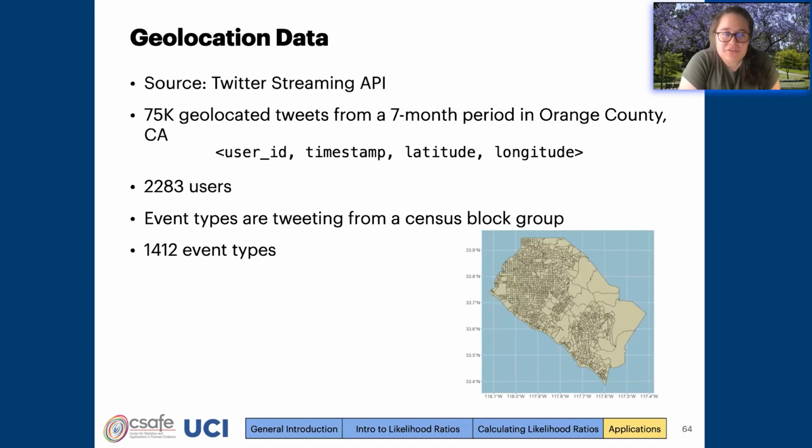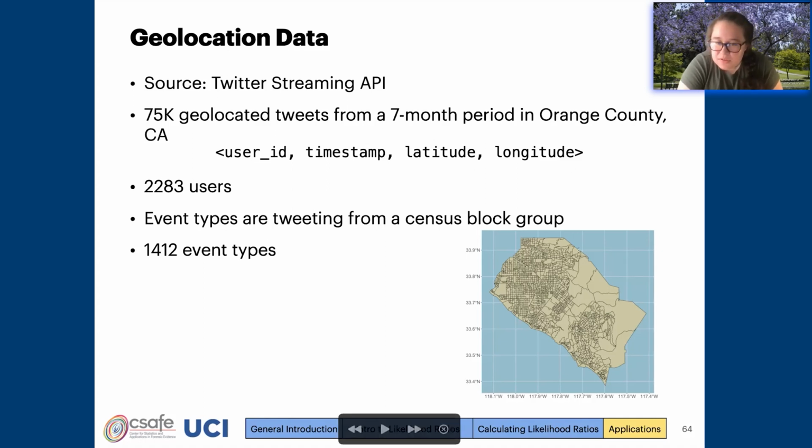We also looked at a geolocation data set. This was collected using publicly available geolocated tweet information. We specifically looked at Orange County in California over a 7-month period. Each row in the data set for this case looks like this row pictured here, which has the user ID, the time at which the tweet was sent, and the latitude and longitude information. This has data from a little over 2,000 users. The way that we identified event categories here is we divided up Orange County into census block groups. So an event type is sending out a tweet from a particular census block group.